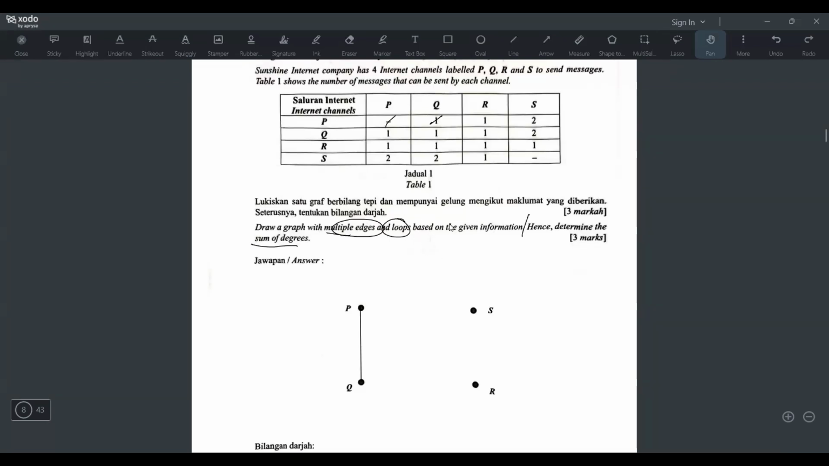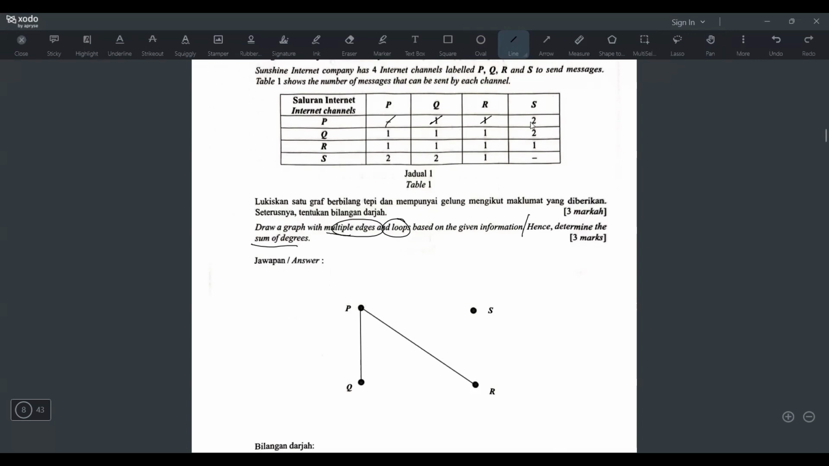And if it's a weighted graph, they will tell you what the weight represents. Maybe distance or price or whatever, right? But it's not a weighted graph, it's not mentioned in the question. So we don't have to label anything. Okay, next one, P to R, I have to go in one line from P to R. So just draw a line P to R.